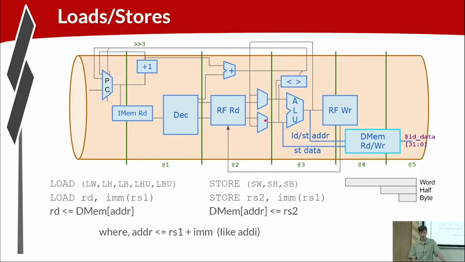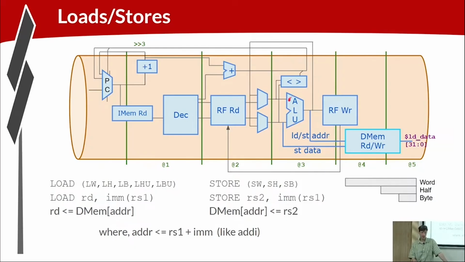We need to tap into that on the output of our bypass mux in case the previous instruction is writing RS2, right? So we tap in here, that's our data that we're going to write. The address that we're going to write is RS1 plus immediate. That happens to be the same operation as add I, okay? So for load and store instructions, we're going to use the ALU to do the same operation that it would do for add I and use that as our store address.